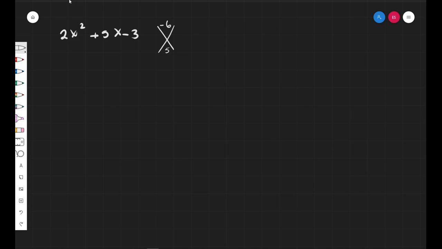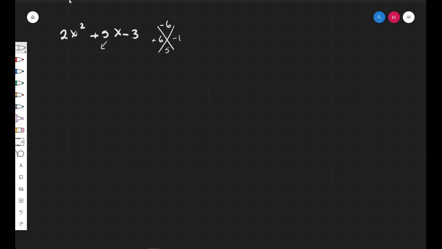So both of these numbers that we come up with have to multiply to be negative 6 and have to add to be positive 5. Take a couple seconds to see if you can figure out what those are. Okay, welcome back. Hopefully you were able to come up with positive 6 and negative 1. Those are the two numbers that multiply to be negative 6 and add to be positive 5.